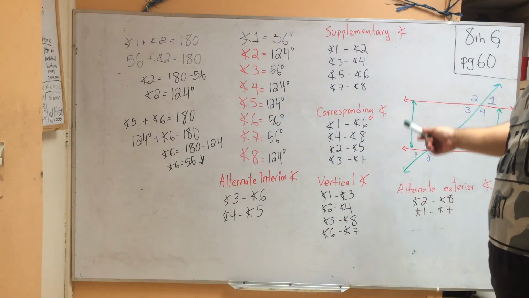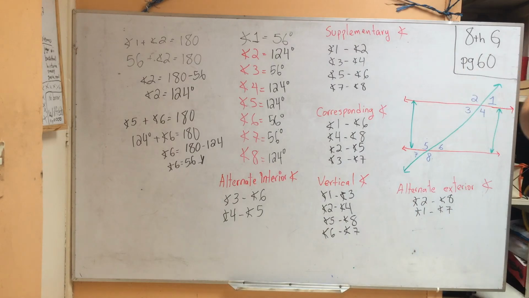And the other questions, supplementary. Remember, the supplementary are the ones that have the measurement equal to 180. We have corresponding, we have alternate interior, we had verticals, and we had alternate exterior angles. So make sure to review these definitions so that you can solve the other exercises.